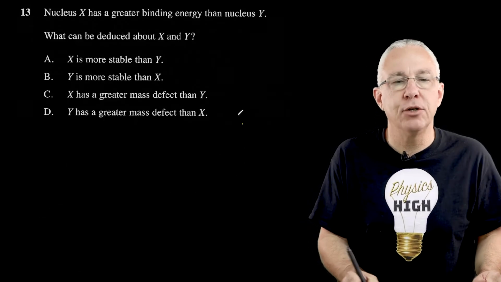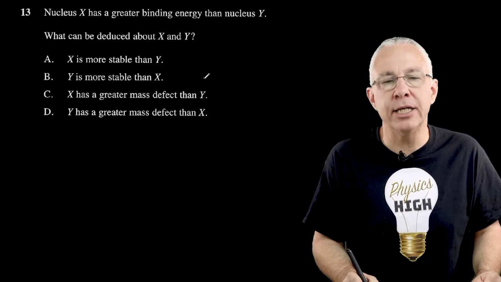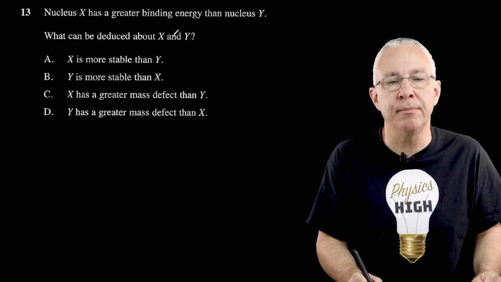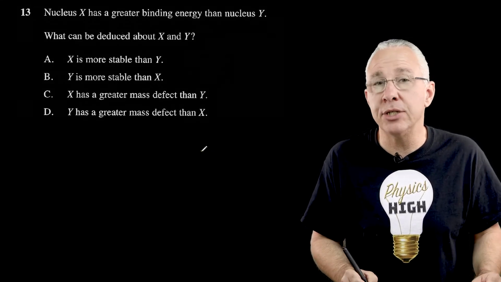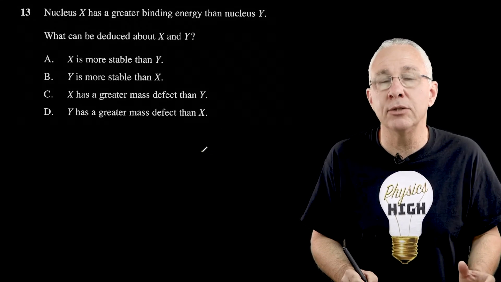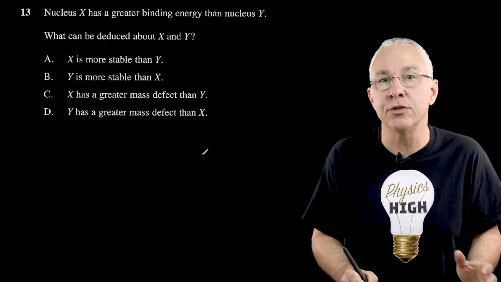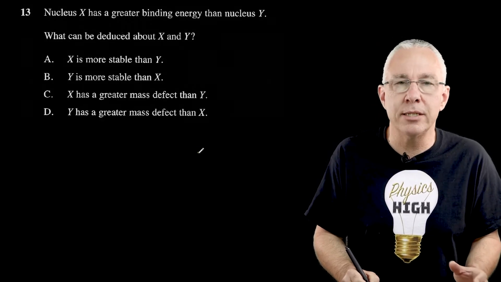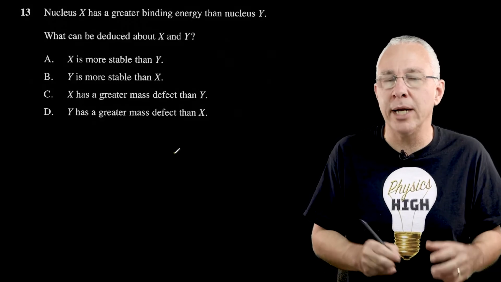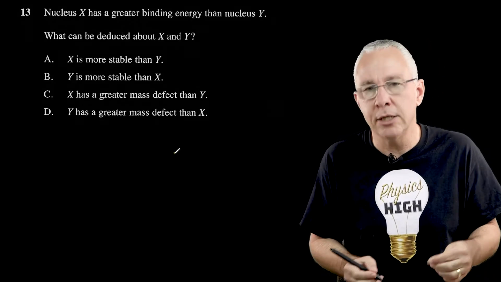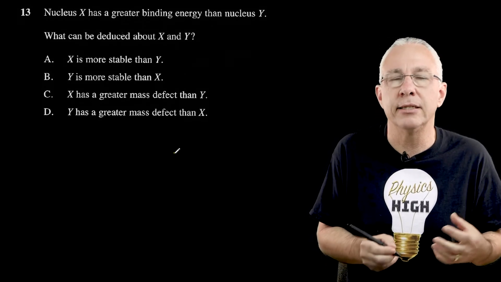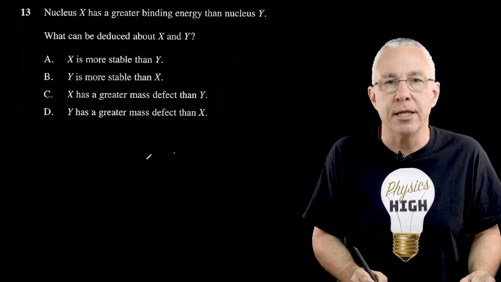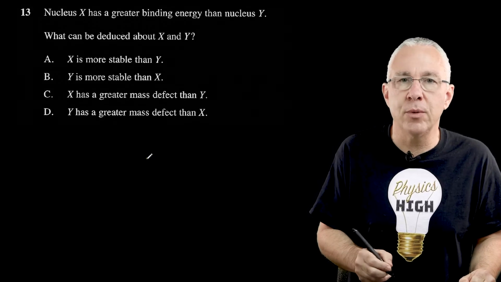Question 13. Nucleus X has a greater binding energy than the nucleus Y. What can be deduced about X and Y? Now, reminder, our binding energy is the amount of energy required to break an atom into its constituent parts. In other words, when you break the parts apart, putting energy in, you actually increase the overall mass because the mass of the parts is greater than the initial nucleus. That means if you go in reverse, we have a loss in mass.